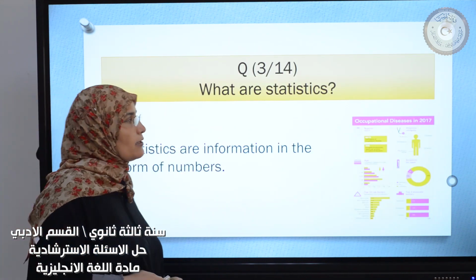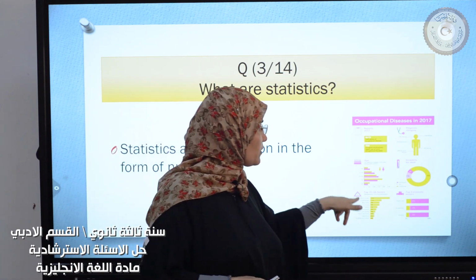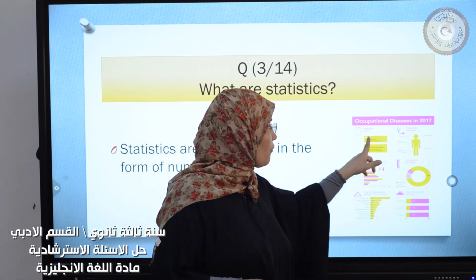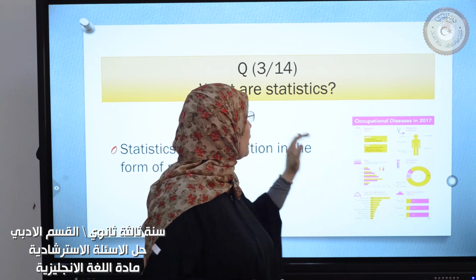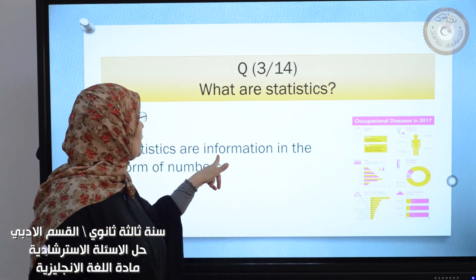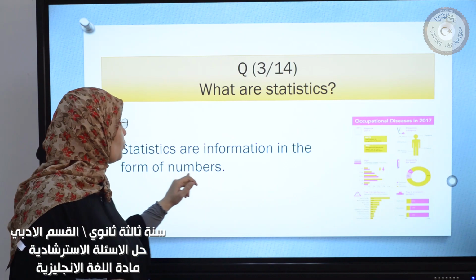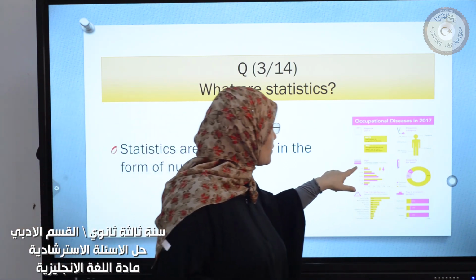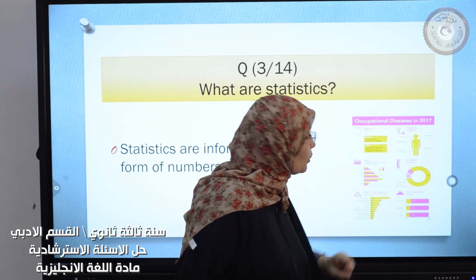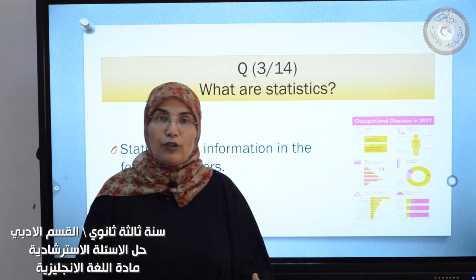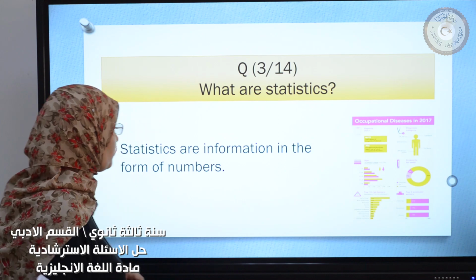What are statistics? If you look at the picture, you'll see different kinds of graphs that have numbers. So statistics here are information in the form of numbers. So statistics come in the form of numbers. You have information in the form of numbers.